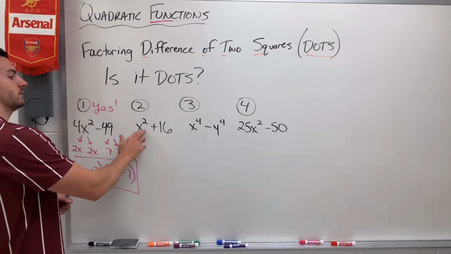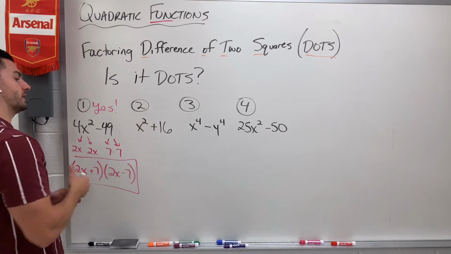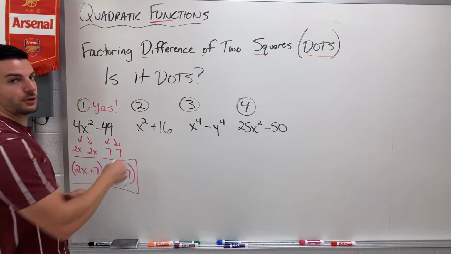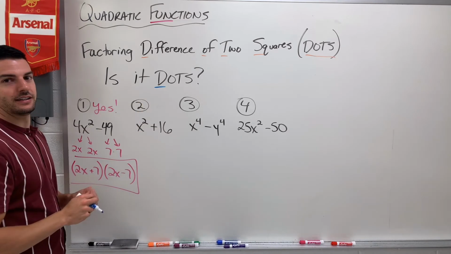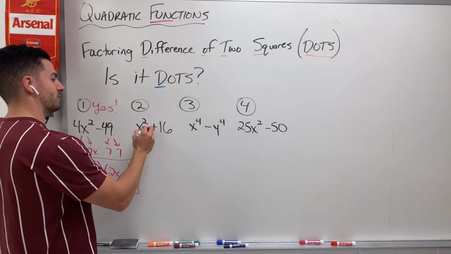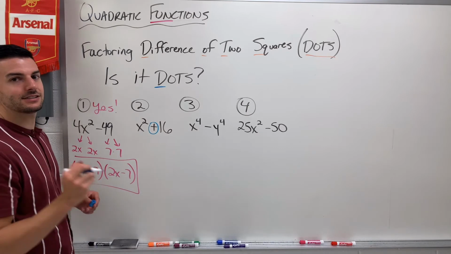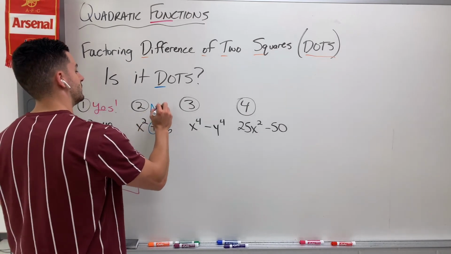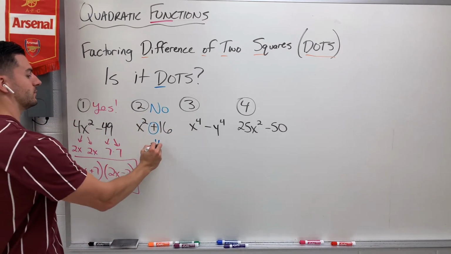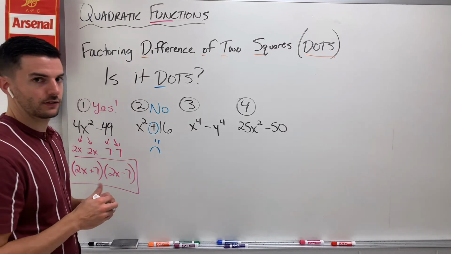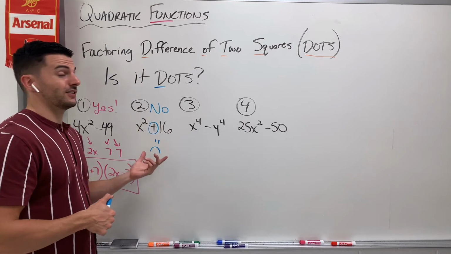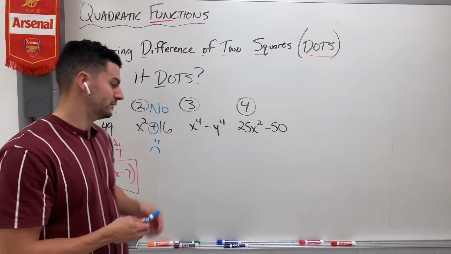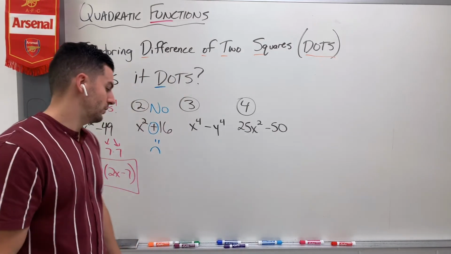Well, let's do our check. X squared, that's a perfect square, x times x. 16, that's a perfect square, 4 times 4 is 16, but it is not a difference. It is not subtraction, right? You see the plus here. It has to be subtraction. So we would say no. And we would not be able to factor this, okay? Because not only is it not dots, but it also doesn't have any common factors. So nothing to do there, okay?